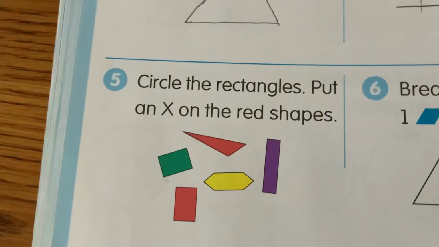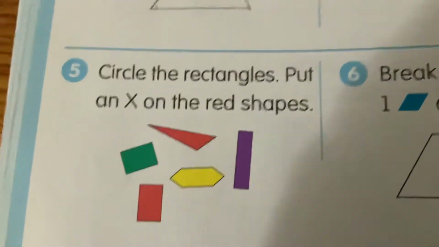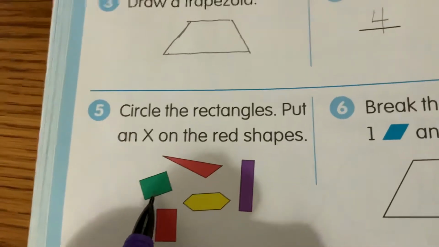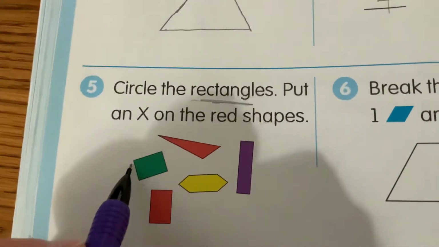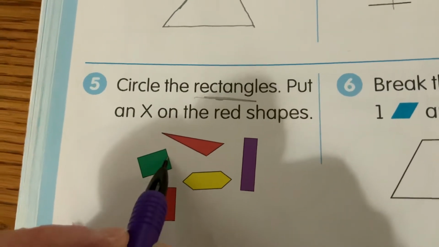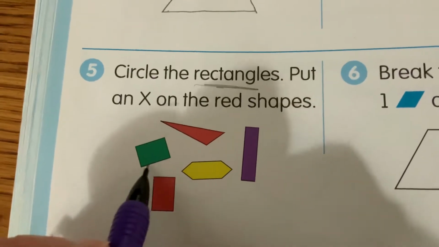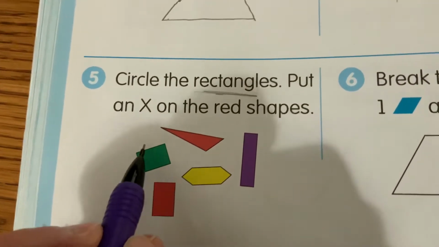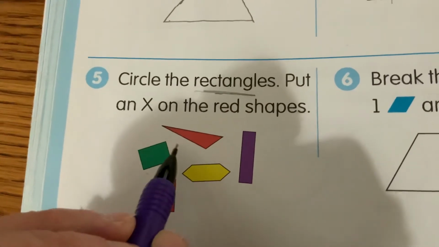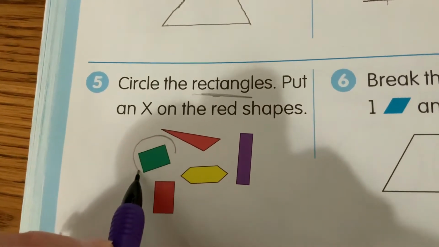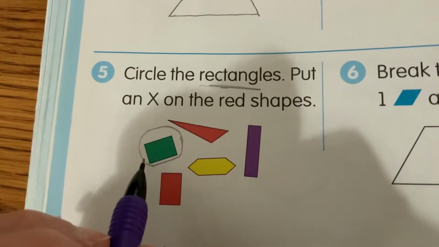Okay, circle the rectangles, put an X on the red shapes. Okay, so is this a triangle? Or excuse me, a rectangle. We're looking for rectangles. Okay, is this a rectangle? These 2 sides are the same. These 2 are the same. But these 2 are longer than these 2. And it has 4 square corners. So this is a rectangle. It should have 2 opposite sides that are the same length and square corners.